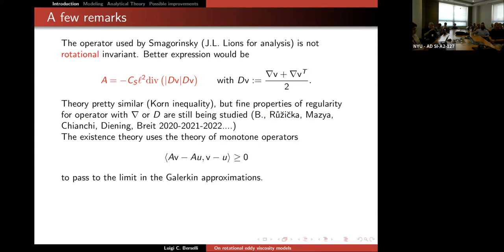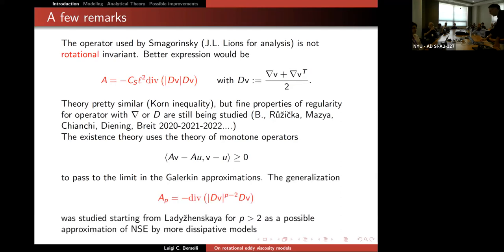But just to give a very rough idea, the basic tool that one has to use is the fact that the operator is monotone. And so when you have the Galerkin approximation of the solution, then you can show that they converge to a solution of the limit problem because you have the monotonicity. So the fact that this operator is nonlinear, so here there is a modulus of dV, which is not linear, is handled by using the fact that the operator is monotone. And this is very important for what comes later.